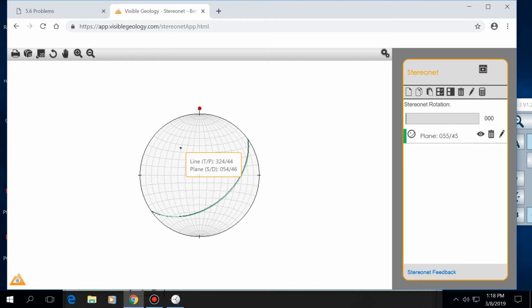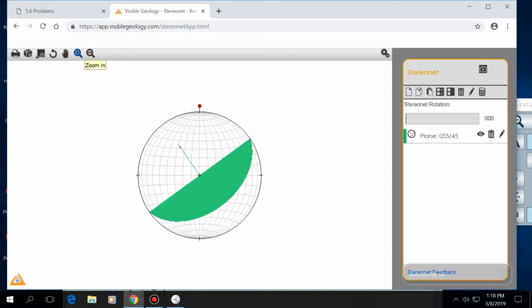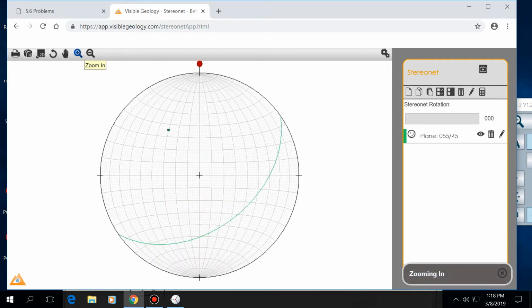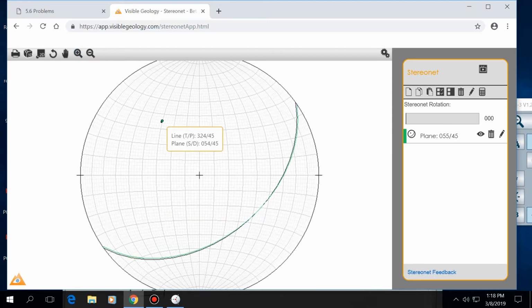Okay, guys, let's talk about the solution for problem number 1. Here it's not too difficult to see what's going on. It's a little bit easier than on just a 2D projection. So here you see I clicked on the pole. That's a point that you have to draw. And at that point, you can see that the plane, it says plane S and D, right? The strike is 55, the dip is 46.